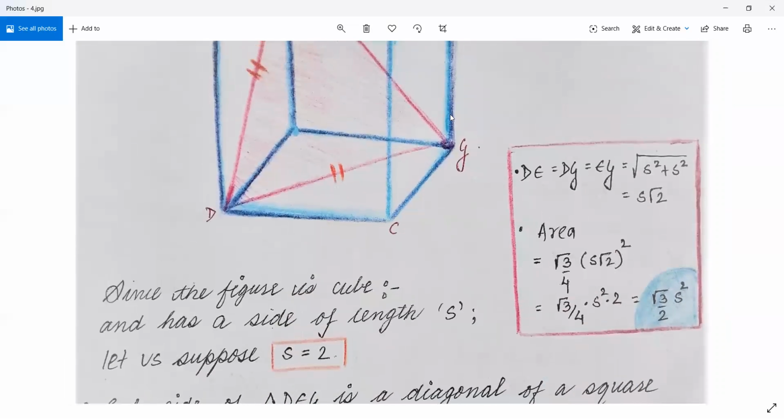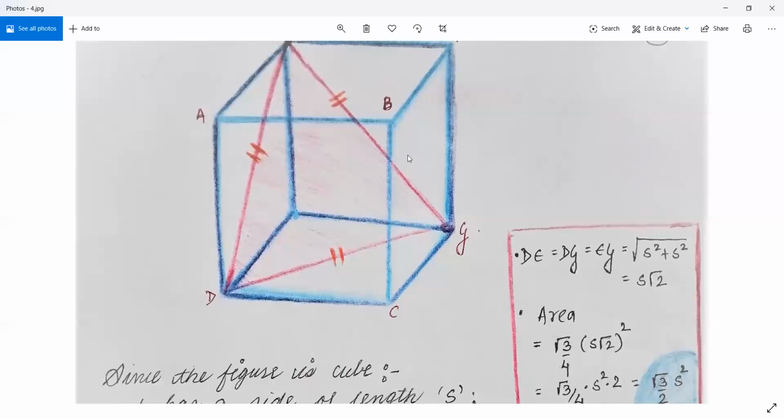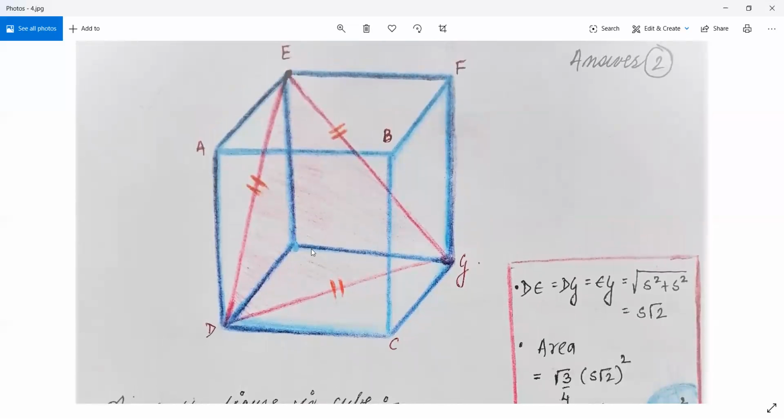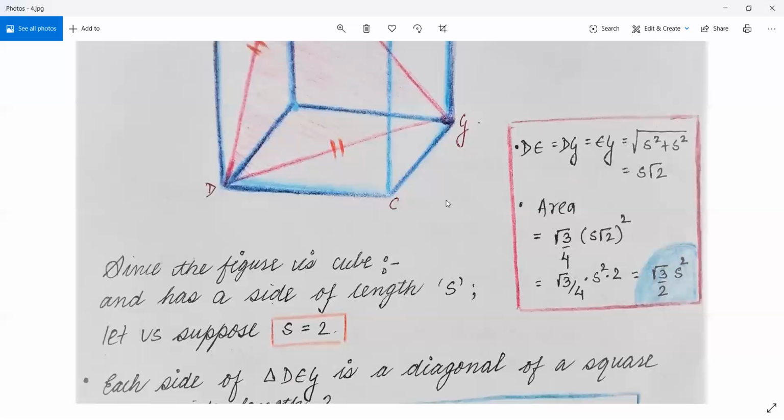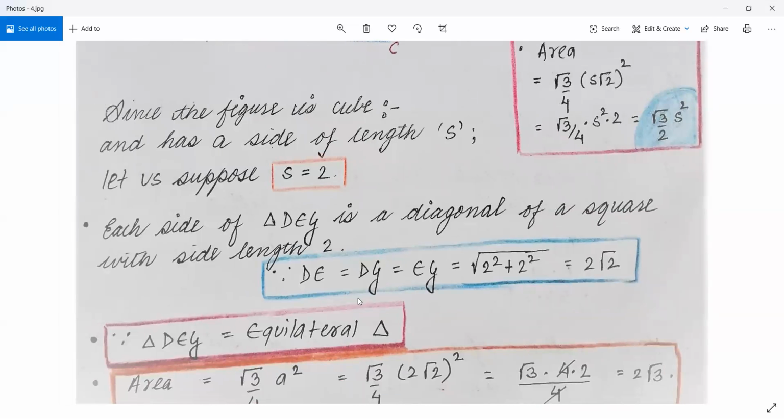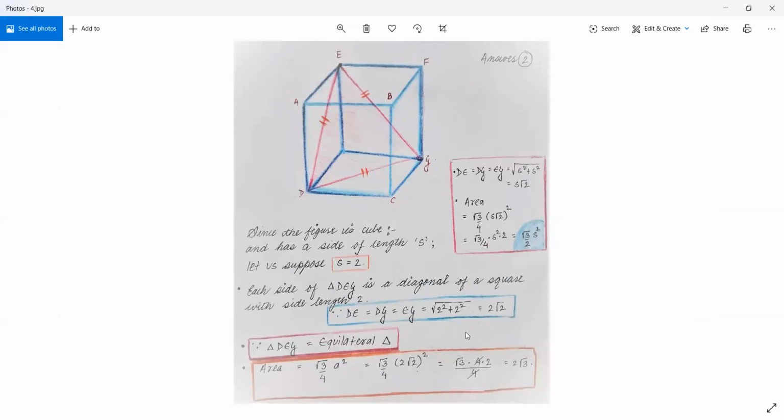If I suppose that s is 2, then let's take simply this base surface of the cube, DCG, and I suppose this point as H since I missed naming it. So you can write that DC and CG are equal, and I have supposed this as 2. So the hypotenuse will be the square root of 2 squared plus 2 squared. Using the Pythagoras theorem, you'll get 2 root 2. It will become root 8.